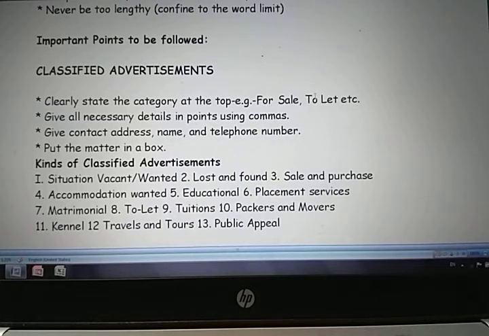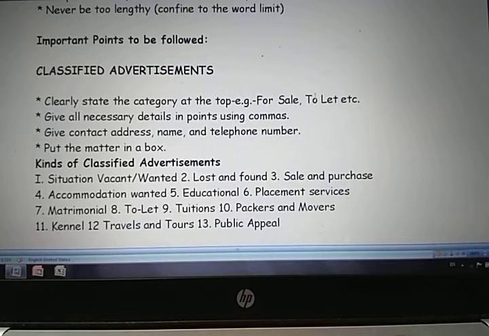But always remember, in matrimonials, you should not give any personal detail. In matrimonials, you should not give your contact address. You should not give your name. You should not give your telephone number or email ID. Clear? In matrimonials, some post box number should be given. You should not give any of your personal details in the matrimonial.